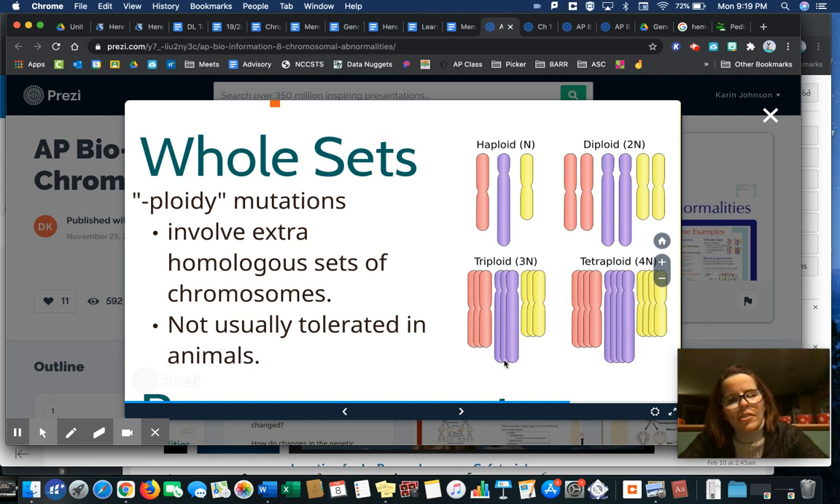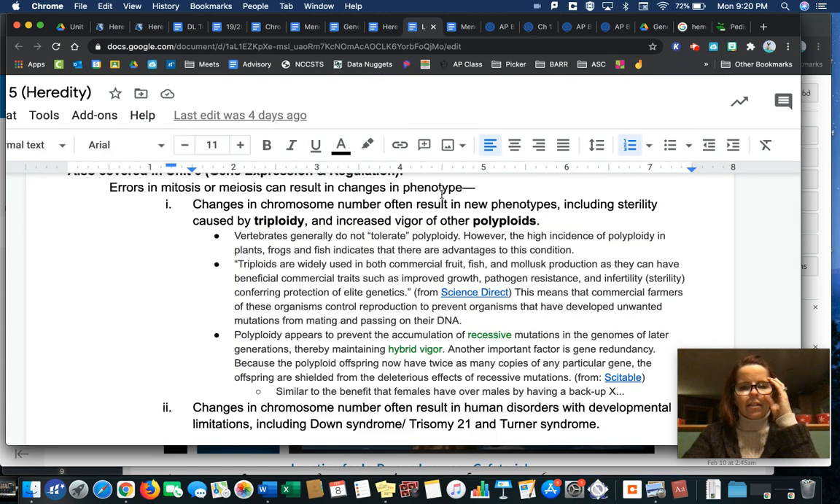But there are some organisms that are polyploid. That means they have 3 or more sets of chromosomes. We can't survive that way. But some organisms like plants, I'm drawing a blank now on all the different organisms. I think I have it written here. So commercial fruit, fish, and mollusks. There we go. Those are examples of organisms that can benefit from having extra chromosomes.